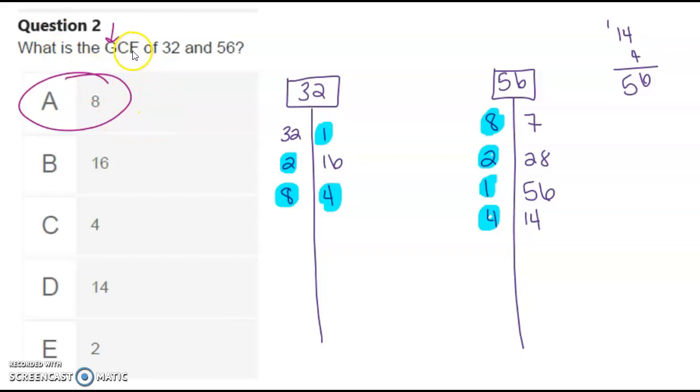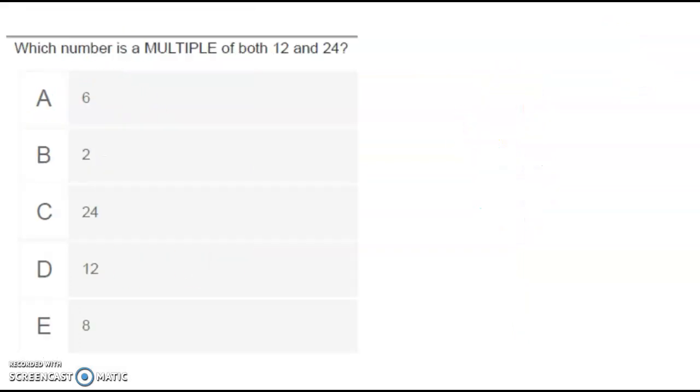But again, just remember to go back down the list. Find the factors, step 1. Find the common ones, step 2. Find the greatest of the common ones. That's step 3. All right, let's do another one.